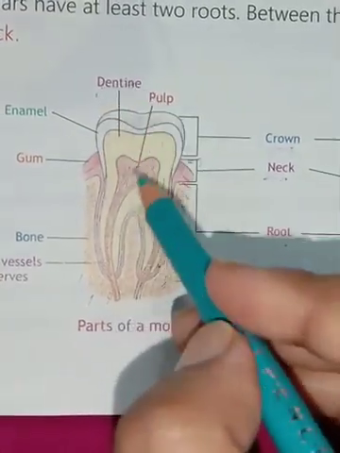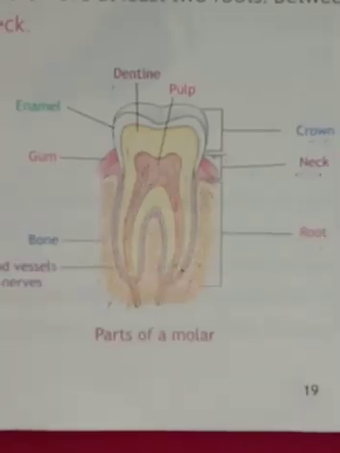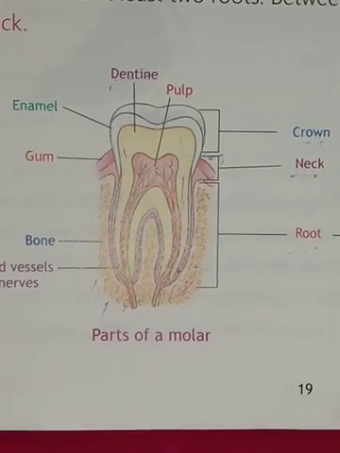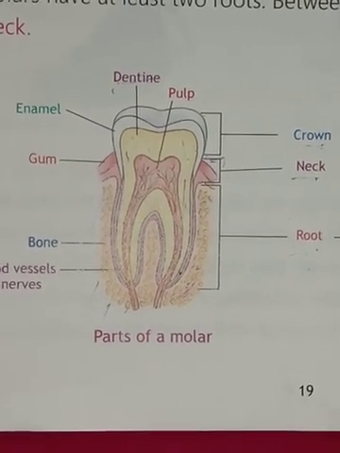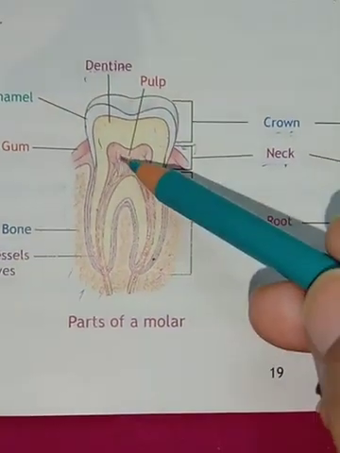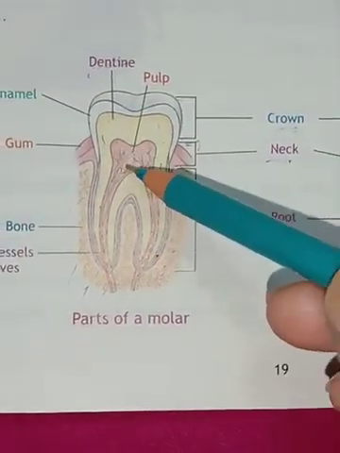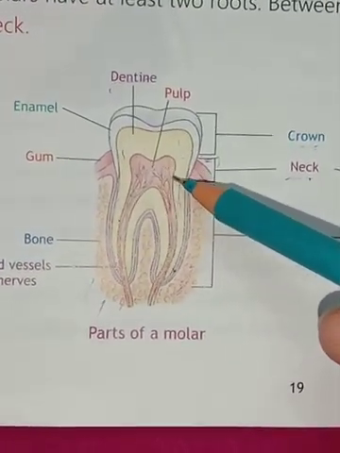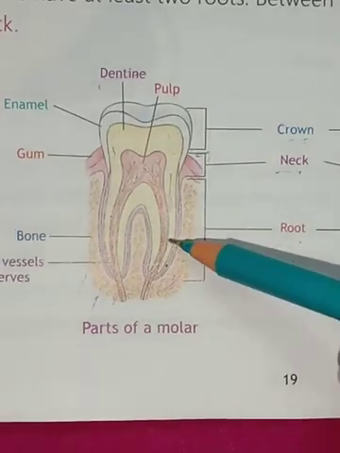What is it known as? Dentine. And then after that, my dear children, inside the dentine is something soft and flesh like, very soft and pulp like, which is known as the pulp. The pulp has blood vessels and nerves.